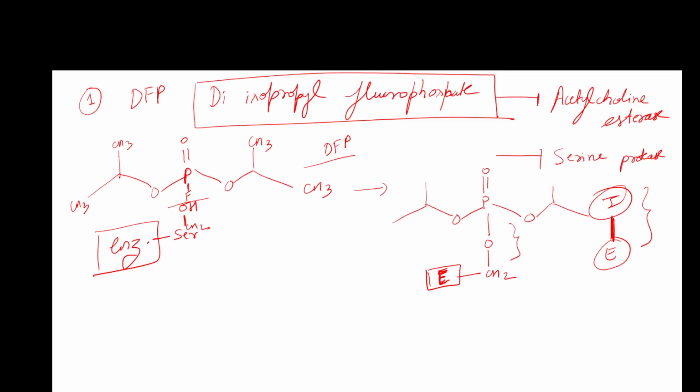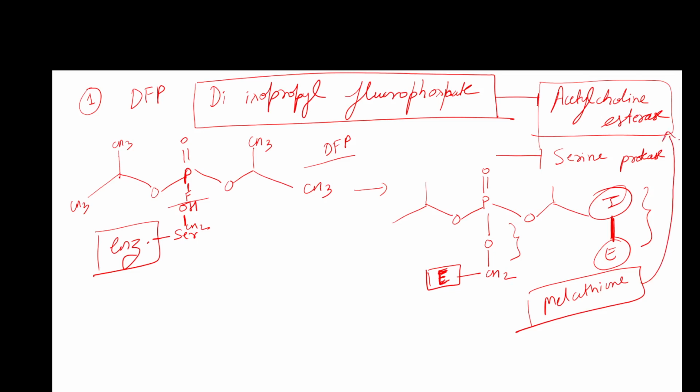Okay. Similarly, this acetylcholine esterase, which helps in neurotransmission, can also be affected by an insecticide which is malathion. This can also inhibit acetylcholine esterase. This acetylcholine esterase converts acetylcholine into acetate and choline, and that is how it helps in neurotransmission.